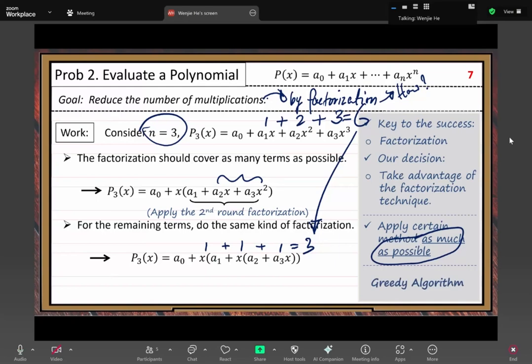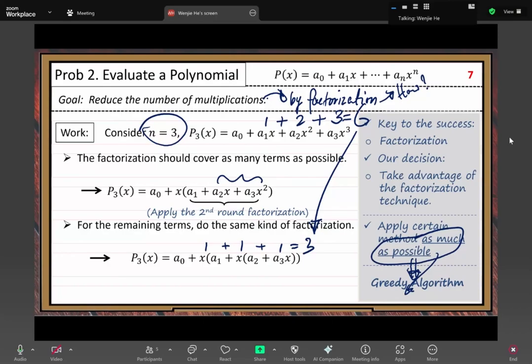Based on this idea, there is an important type of algorithm we call the greedy algorithm. Let me talk about this greedy algorithm. In computer algorithms, this idea is also very useful. Because this "as much as possible" corresponds to the word greedy.